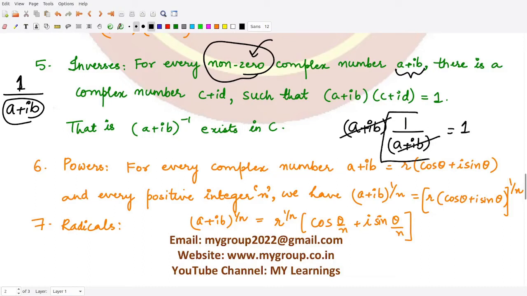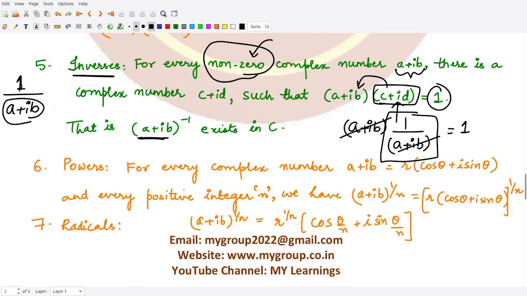So you call this number some other number c plus iota d. That means if you are able to find such a number that whenever you multiply it with the original number, you get back 1, then we call this number c plus iota d the inverse of the given number a plus iota b. For multiplication the inverse is division, for addition the inverse is subtraction, and so on. Inverse means taking the opposite. So here the notation is a plus iota b raised to power minus 1.